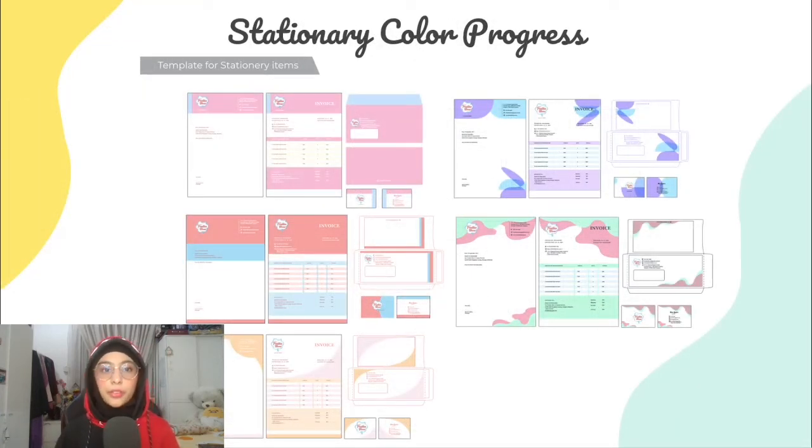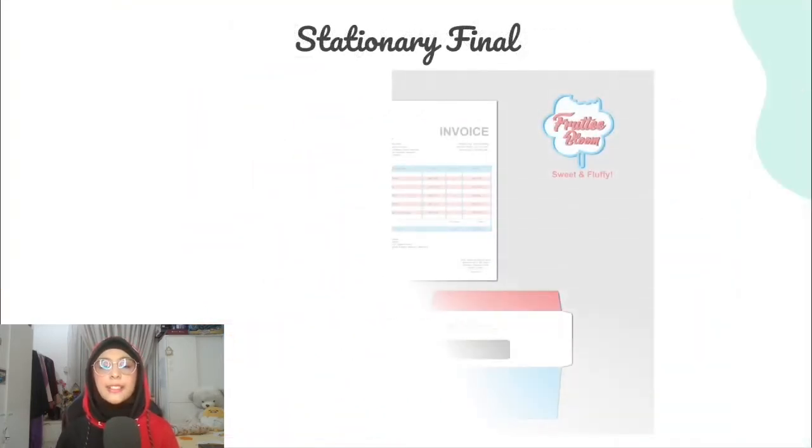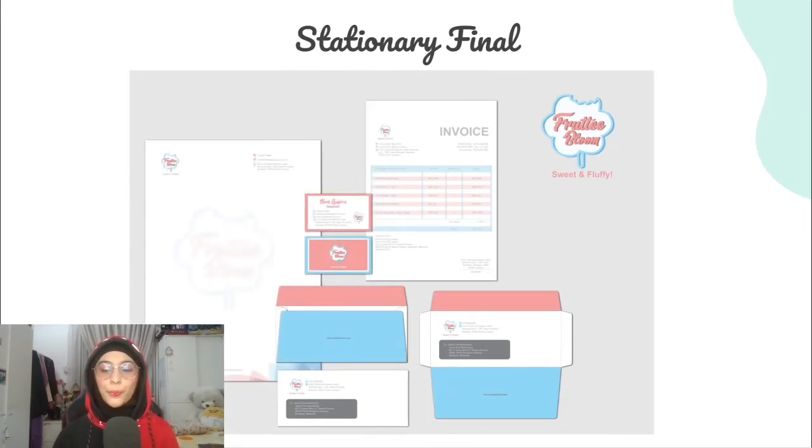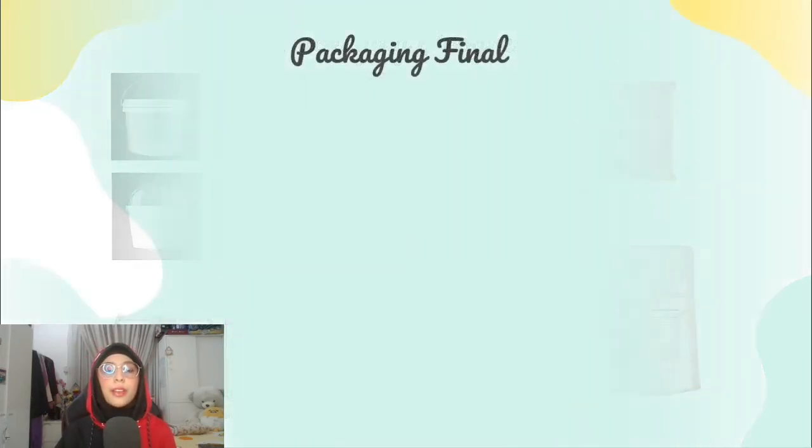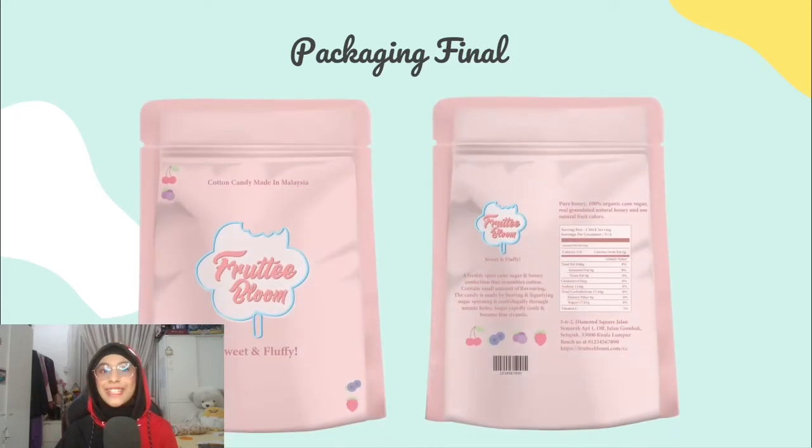Stationery color progress. I made random colors because I wanted to see which one would be the suitable one for my corporate items. So, the madam approved my final, the same as my color logo, which is the peach and the light blue. Next, we have packaging progress: sketch, semi-comprehensive, comprehensive, and my final is this one.